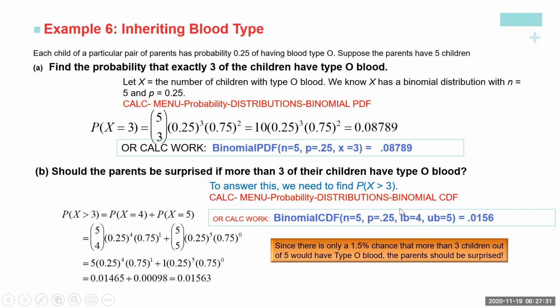Because I want greater than 3, my lower bound, since I can't have half a child, is 4, and the upper bound is 5. Notice we get the same answer, a probability of 0.0156, which is about 1.56%. So notice we haven't answered the question yet. It says, should you be surprised if more than 3? My probability is about 1.6%. The answer would be yes, because there's only about a 1.5 or 1.6% chance, so the parents should be surprised if more than 3 have type O.